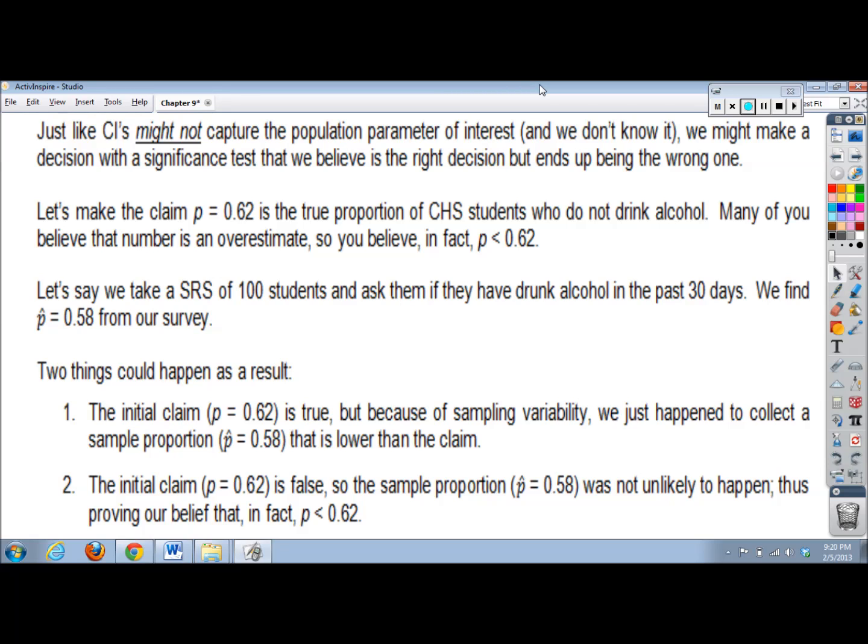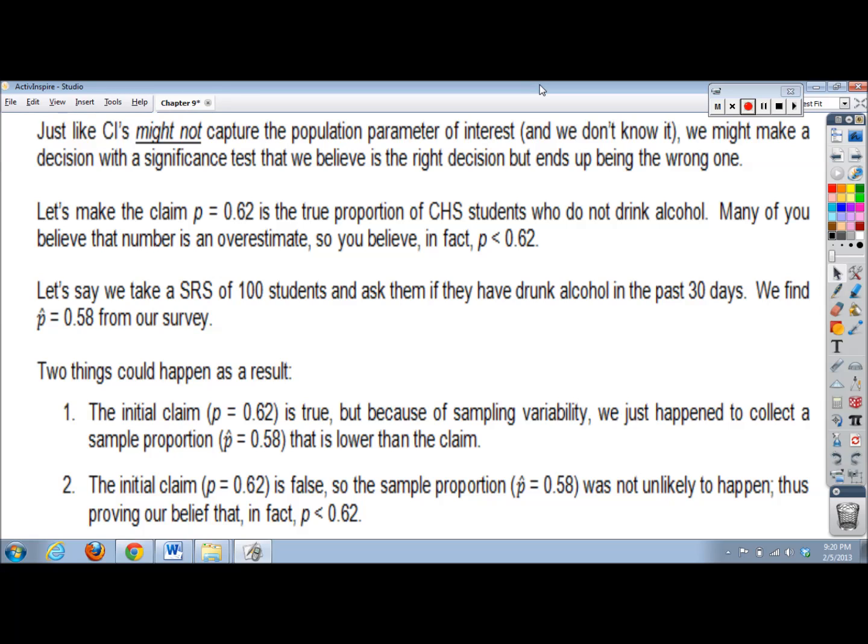So two things could happen. The initial claim, our 62%, is true, but because sampling variability occurs, we're not always going to get 62% in a sample. We just happen to collect a sample proportion that's lower than our claim. So it's close enough to 62% that we wouldn't question the 58%. We wouldn't question that the 62% is wrong. So it could be just that it's a little bit lower.